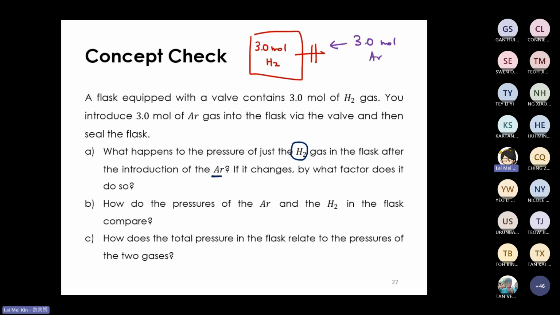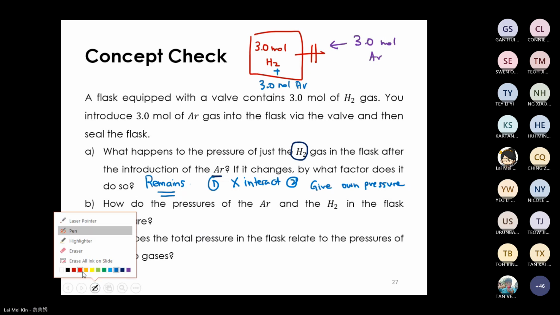Can you explain why it remains the same? Because we learned that in a mixture of gases, when the gases mix together in a container, number 1, they don't interact. And number 2, what I mentioned just now, they give their own pressure. So whatever pressure hydrogen is giving in the container, when I introduce argon, hydrogen is like, don't care. I'm just going to give my own pressure. I don't care what happened. So it's individually giving pressure. So the pressure of hydrogen remains.